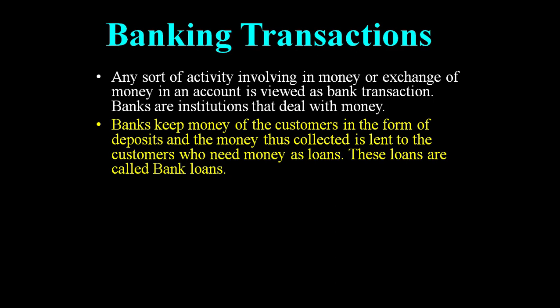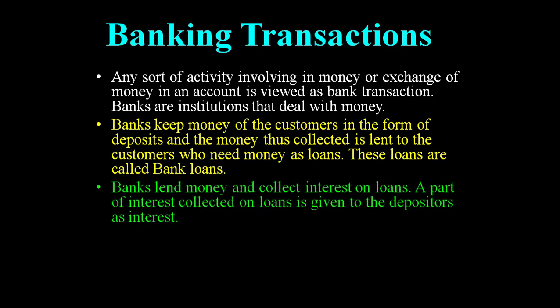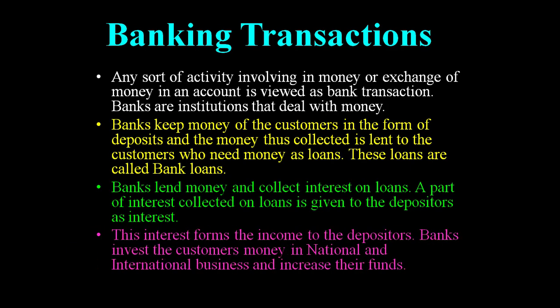So those who have money can save it in the form of deposits. Those who need loans can collect them in the form of loans. These loans are called bank loans. Banks lend money and collect some interest on loans. A part of the interest collected on loans is given to the depositors in the form of interest. This interest forms the income to the depositors.